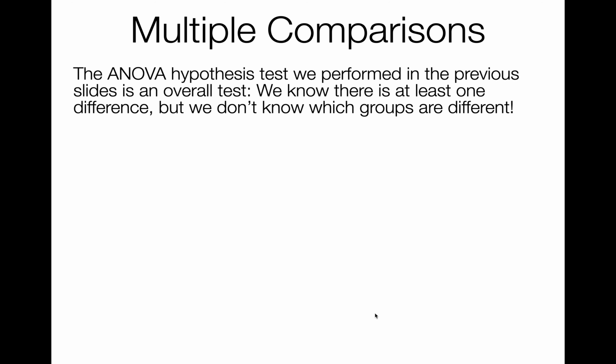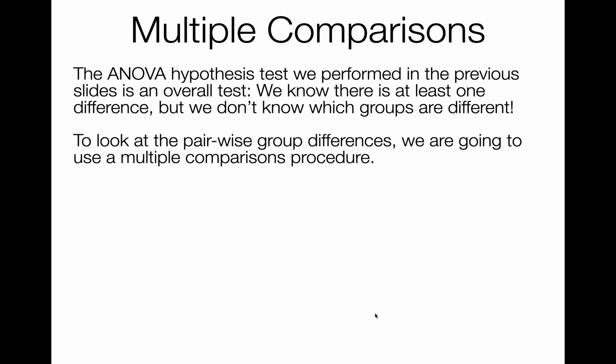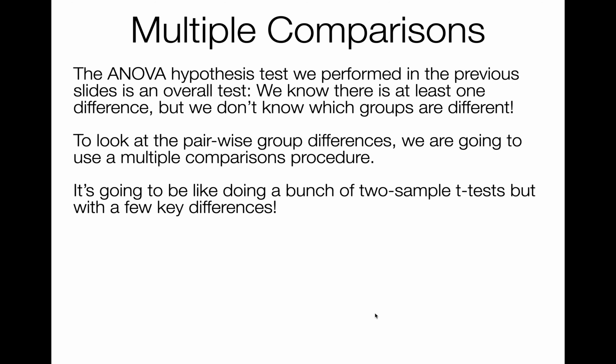So what we need to turn to is a multiple comparisons procedure. We want to look at those pairwise group differences, so we're going to use a multiple comparisons procedure to do that. Basically, it's going to be like doing a bunch of two-sample t-tests for each of the group differences. For the example that we had in the last video, there were 5 different groups, and so we're going to do group-wise differences for each of the groups.